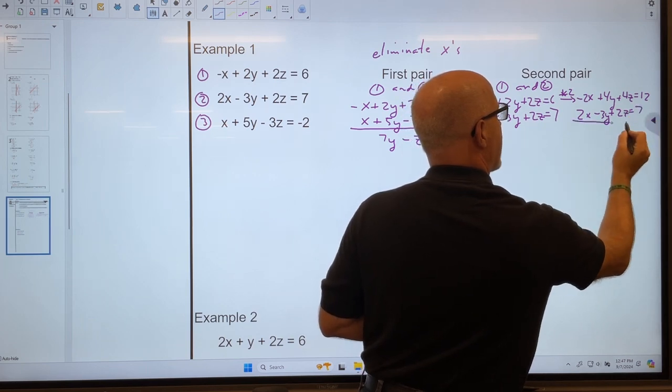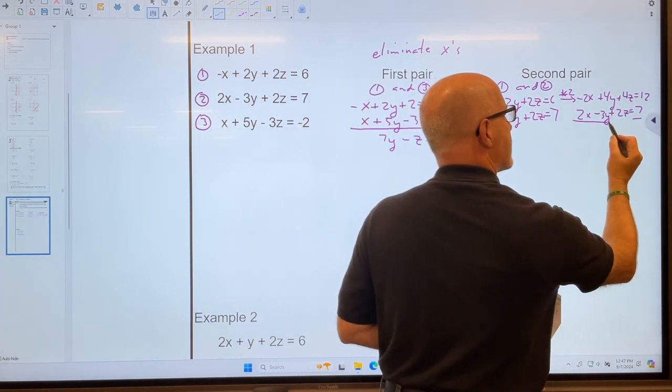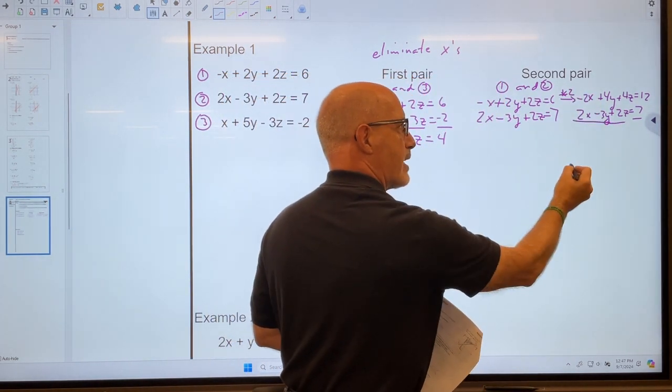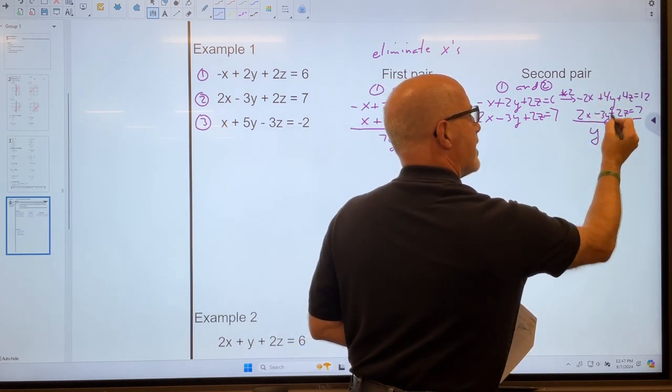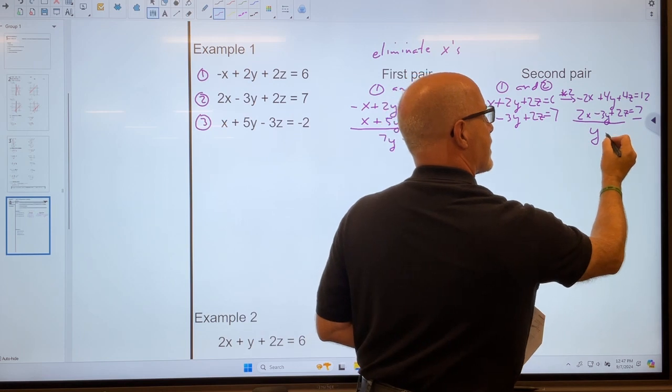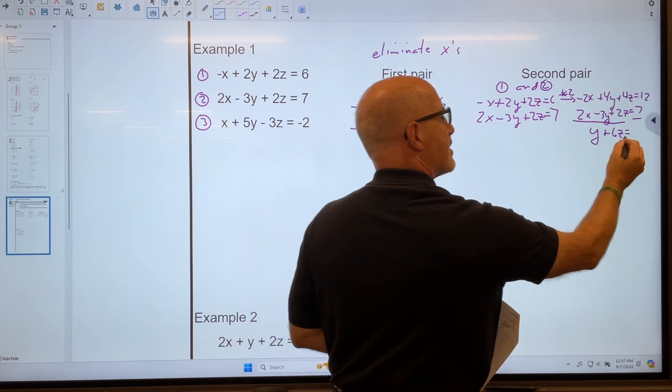Now I'm going to add straight down on those because now that will get rid of my x terms. So no more x's when I add. 4y plus negative 3y is positive 1y. 4z plus 2z is going to be 6z. And then 12 plus 7 gives me 19.